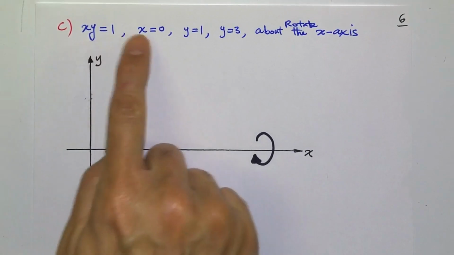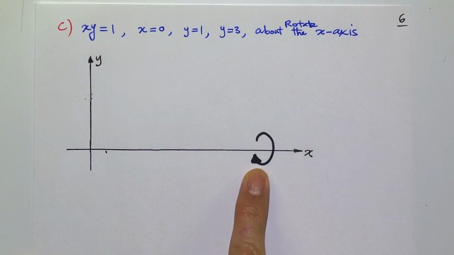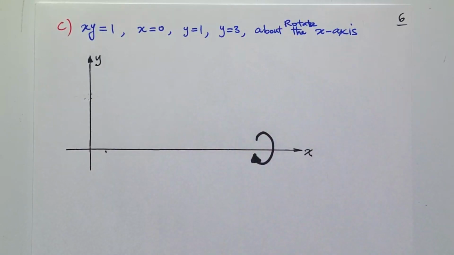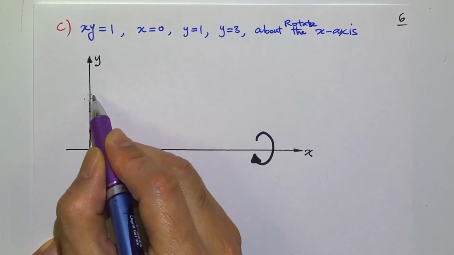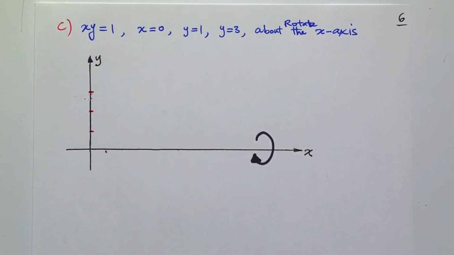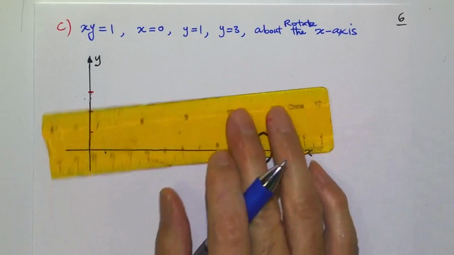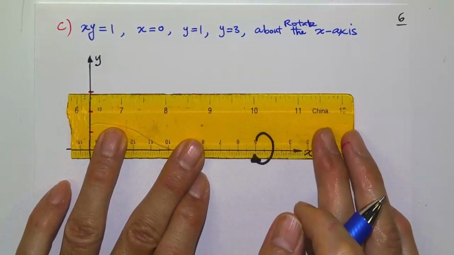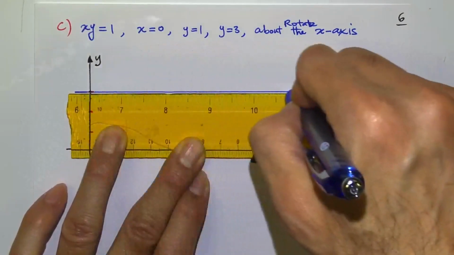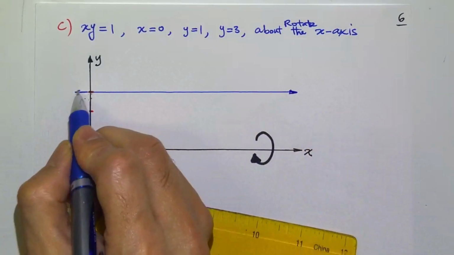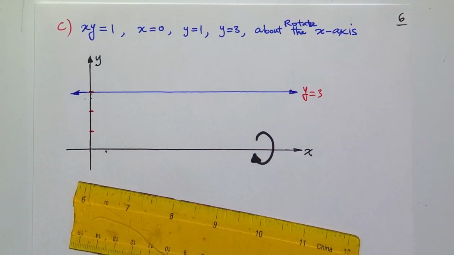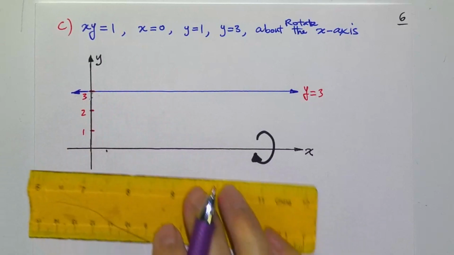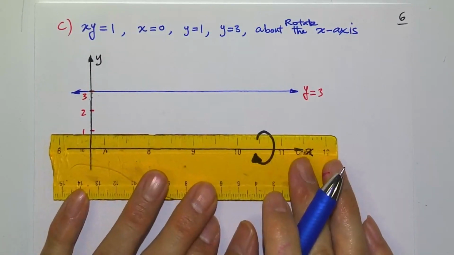So in this case, we have 1, 2, 3, 4 curves, and then we have rotation about the x-axis, right? So let's start with the easy ones first. y equals 3. So that would be, let's see, 1, 2, and 3. So I'm going to draw a line going through that. So this is y equals 3. Then we have y equals 1. That would be through here. And this is 1, 2, 3. So it would be through that point here. y equals 1.